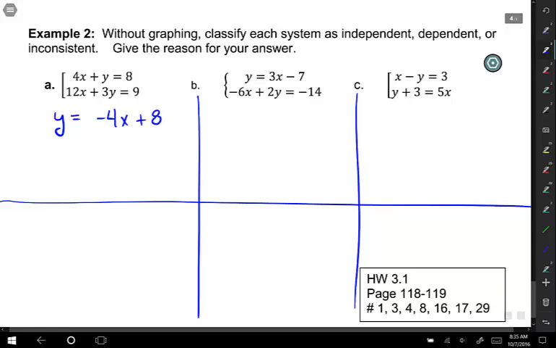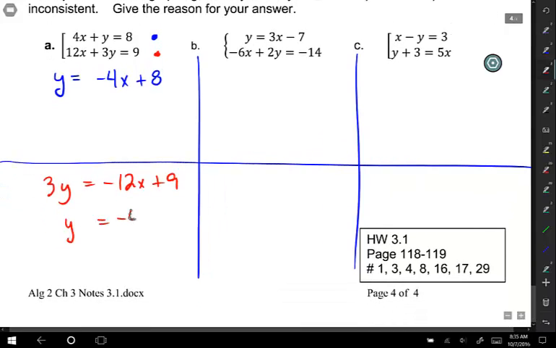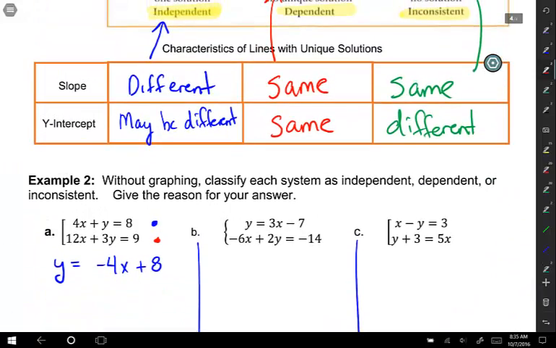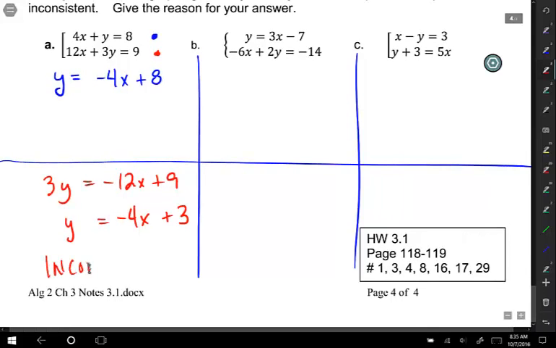Yeah. Okay? I'm going to go to my bottom one. Do you agree that that becomes 3y equals negative 12x plus 9 so far? I divide by 3, and I get y equals negative 4x plus 3. What is the same in these graphs? Same slope. What is different? Y-intercept. So let's go up and compare. Same slope, different y-intercept. Therefore it is what? Inconsistent. That means the lines are parallel.